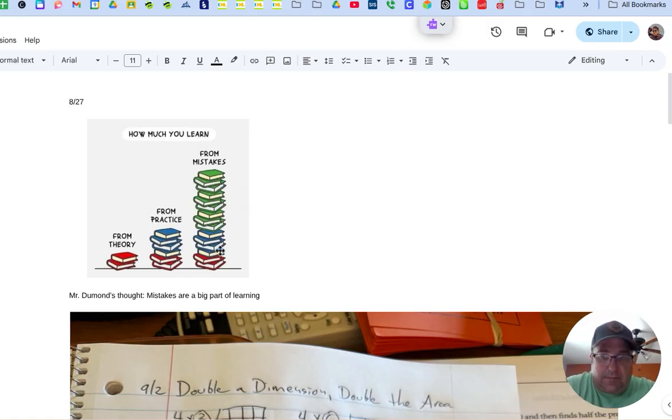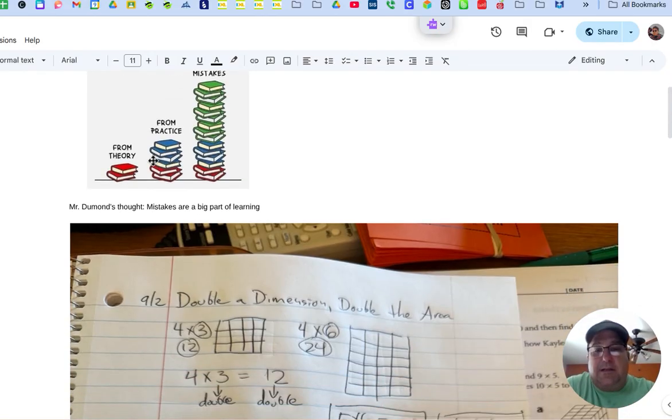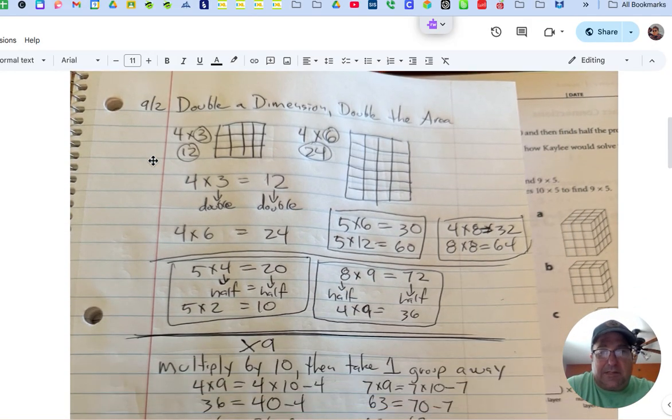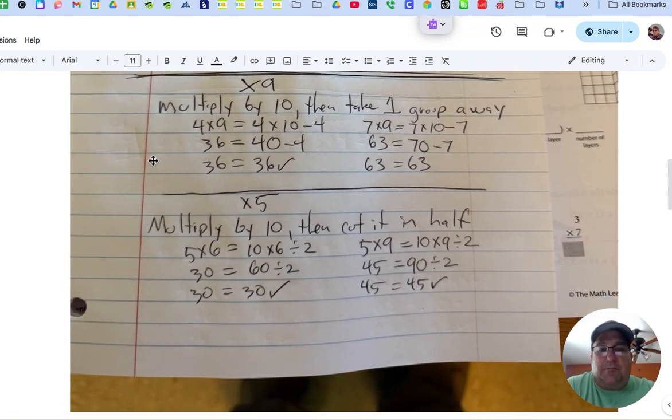First of all, we see our first entry point here, how much you learn from theory, so reading, right, from practice, and from mistakes. So we learn a lot from mistakes. So we're going to make lots of mistakes this year because that's how we learn. Mainly, let's get to these multiplying with certain numbers.